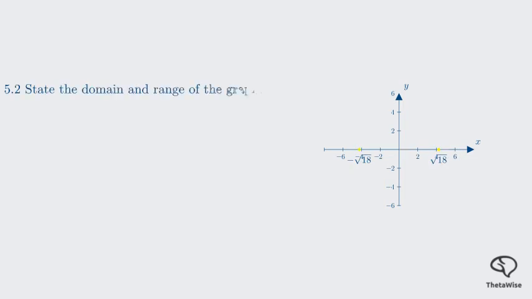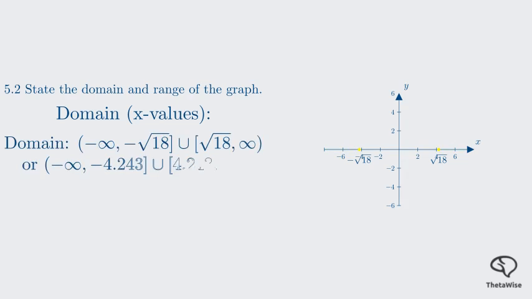Question 5.2 asks us to state the domain and range of the graph. Let's start with the domain, the x values. Looking at the horizontal extent of the graph, we can see it exists from negative infinity up to the vertex at x equals negative radical 18, and then from the vertex at x equals positive radical 18 to positive infinity. The graph does not exist in the space between the vertices, so the domain is the union of two intervals.